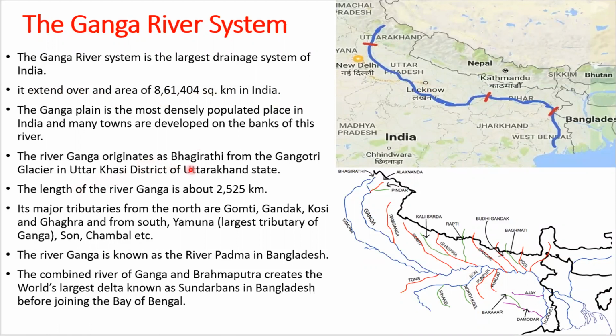The river Ganga originates as Bhagirathi from Gangotri Glacier in Uttarkashi district of Uttarakhand state. The length of the river is 2,525 kilometers. The major tributaries of river Ganga are Gomti, Gandak, Kosi, and also in the south we have many tributaries like Rihand, Punpun, San. It has so many tributaries. River Ganga is known as river Padma in Bangladesh. The combined river of Ganga and Brahmaputra creates the world's largest delta, Sundarbans, in Bangladesh.